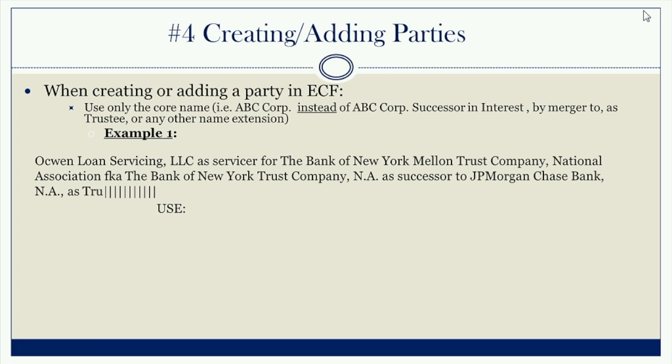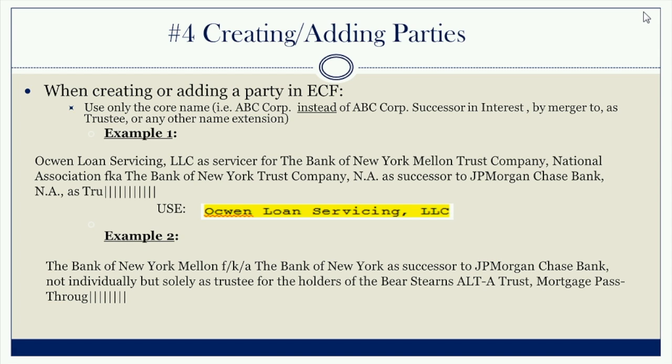Creating and adding parties in ECF. This is a biggie. It's been ongoing for a while. And what we're going to do here is hopefully break it down into something that you can keep from memory. We only want the core name to be stored in ECF. When we get filings, we have, and this is just an example, the Ocwen Loan Servicing LLC as servicer for, it goes on and on and on.